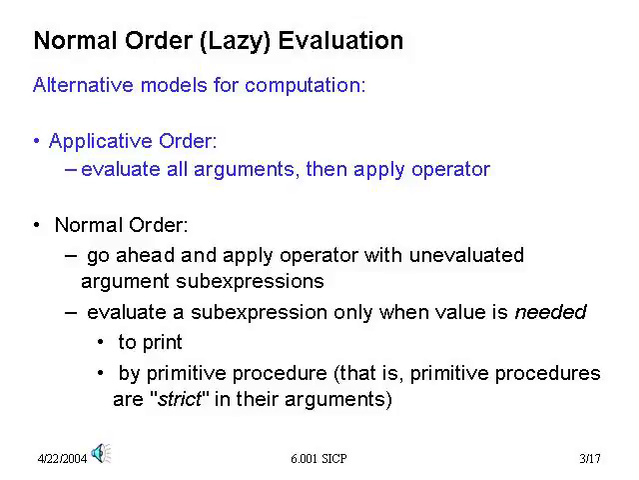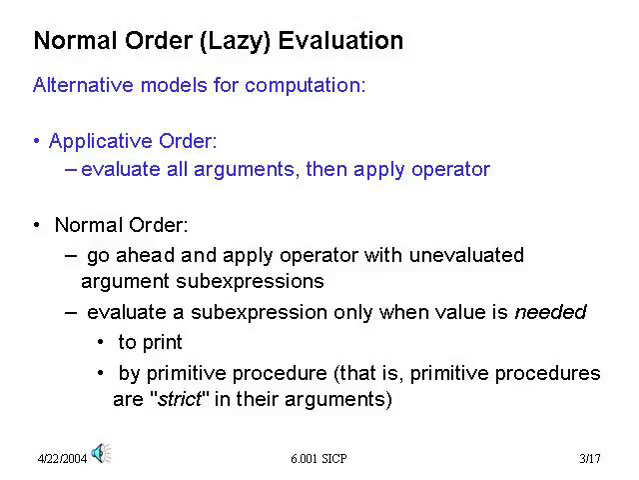Or said differently, when given a compound expression, we could evaluate the first one, but then simply take the other pieces and substitute them into the body of the procedure, and do that until we actually need the value. In fact, we would evaluate a sub-expression only when the value was needed to print something out, or because a primitive procedure is going to be applied. That is, the primitive procedures are going to be strict in requiring that their arguments actually have values.